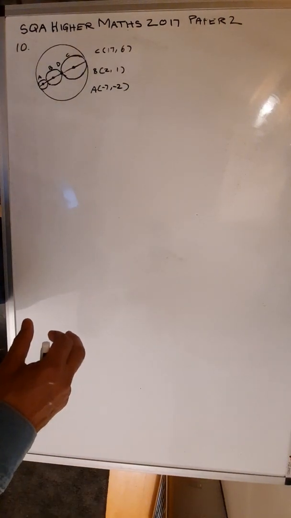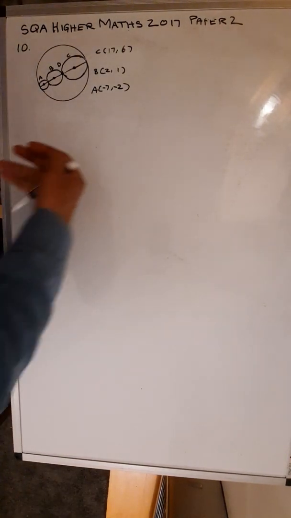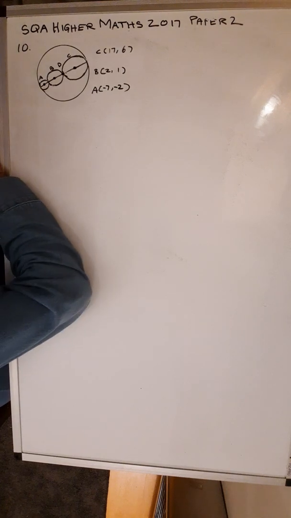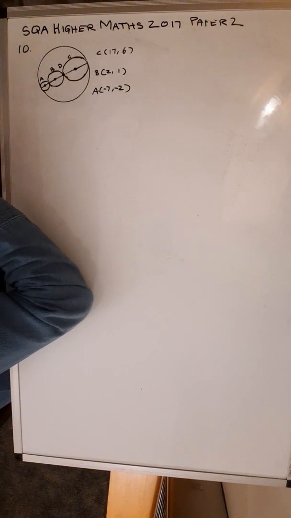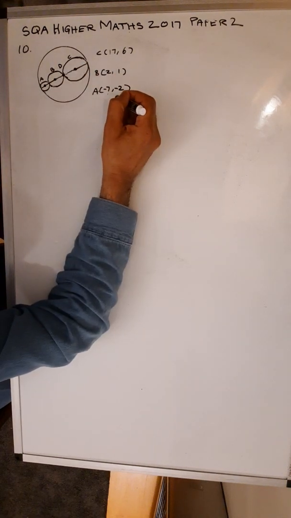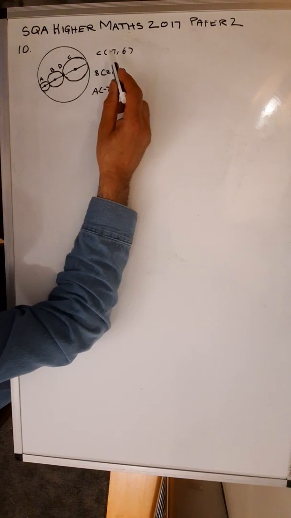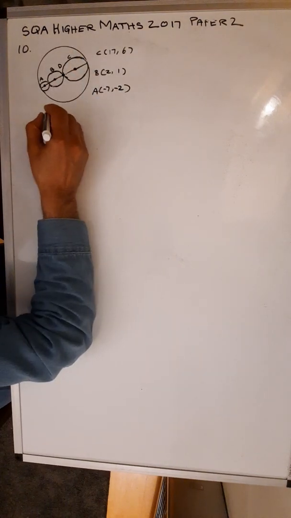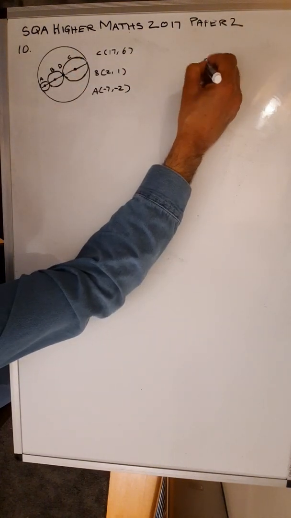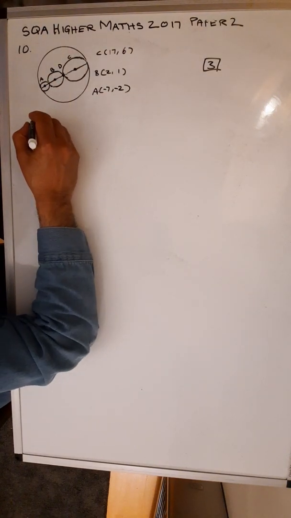SQA Higher Maths 2017 Paper 2 question number 10. Show that the points A, B and C are collinear. A is the point (-7, -2), B is (2, 1) and C is (17, 6), as shown. This is for 3 marks, so you're talking maybe 4-5 minutes for this part. This is part A.